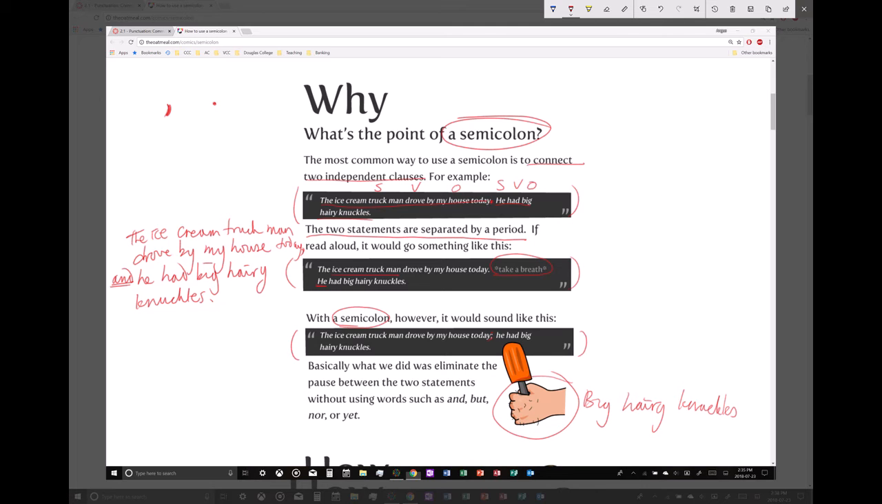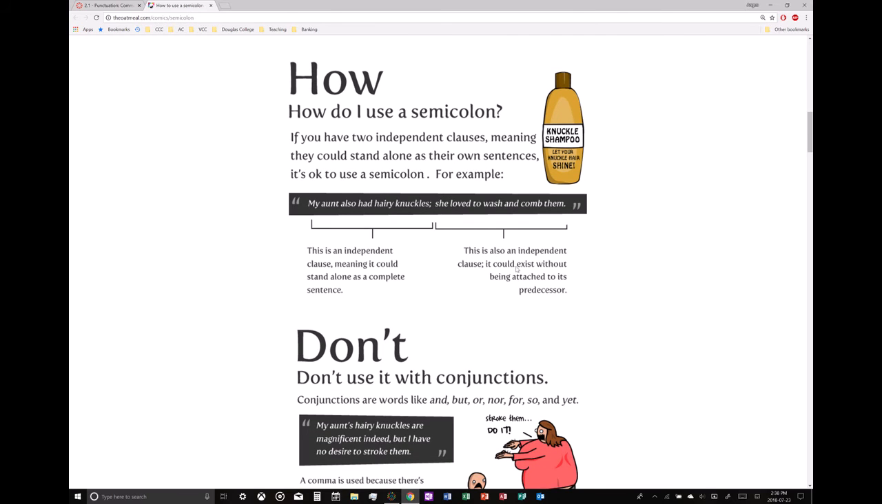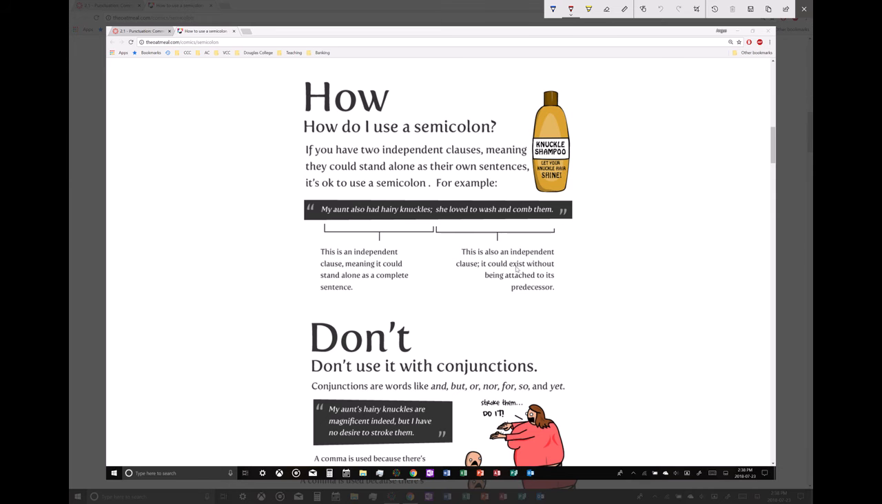When you use a semicolon, you are eliminating the pause, the big breath that you get from the period. And an advantage of the semicolon is you just use that punctuation and you don't have to use words like and, but, nor, or yet. So that's a reason why you might want to use semicolons. So how do you use it? First, we need to check if your sentence has two independent clauses.